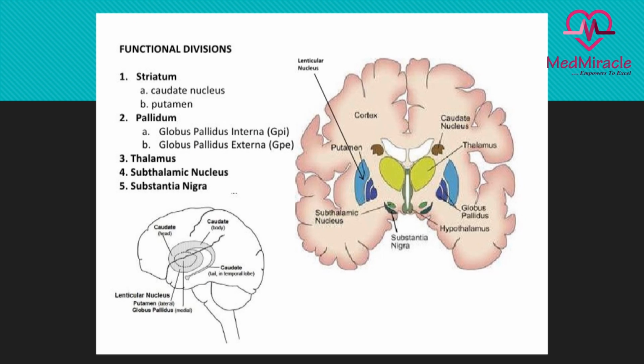This here is another diagrammatic description of the various structures of the basal ganglia, and they should always be correlated with the real anatomic specimen, because mostly in the exam it is the real anatomical specimen that comes, but diagrammatic representations help you to understand which part is placed where, and then you can correlate with the real anatomic sections.